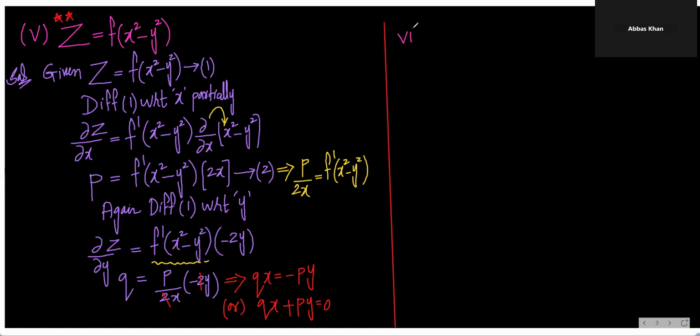Here the question will be z is equal to y square plus 2 times f of 1 by x plus log y. Now same story, we have to start the solution.